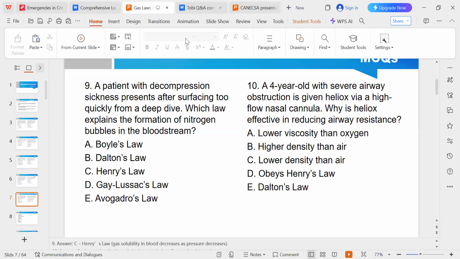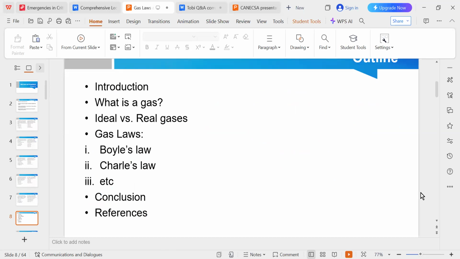Number 10, a 4-year-old patient with severe airway obstruction is given heliox through a high flow nasal cannula. Why is heliox effective in reducing airway resistance? C. Lower density than air. Correct. Good job, everyone. At least we'll have 8 out of 10.